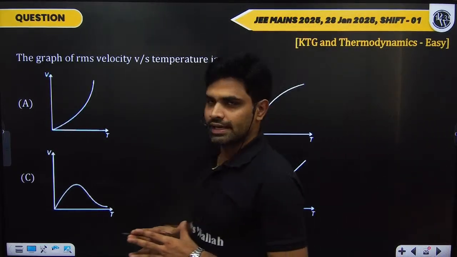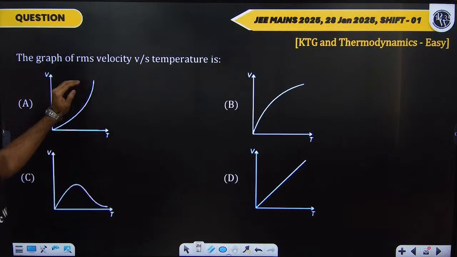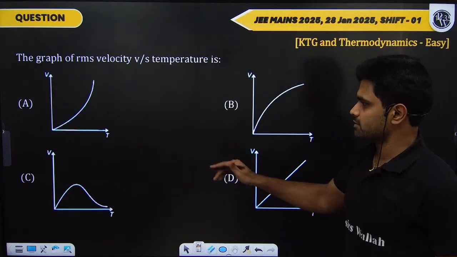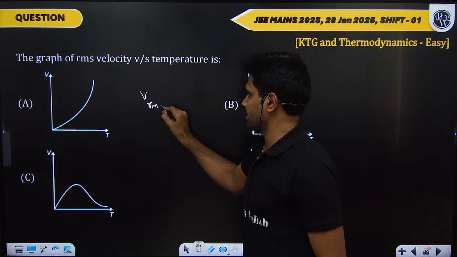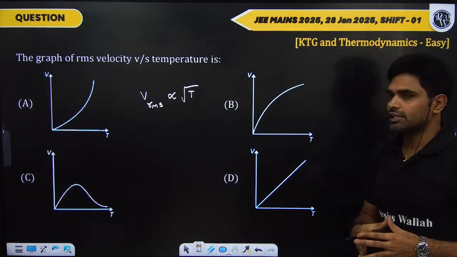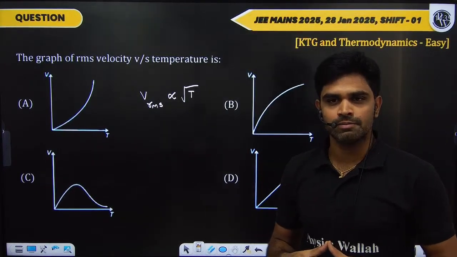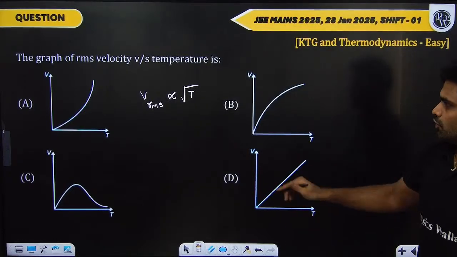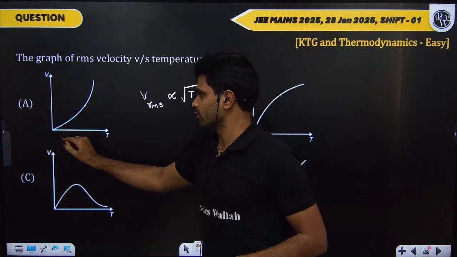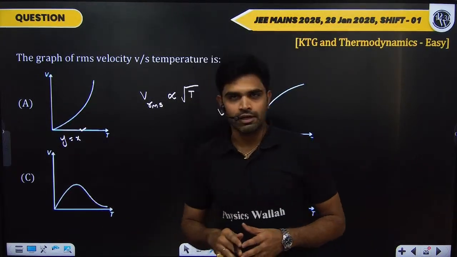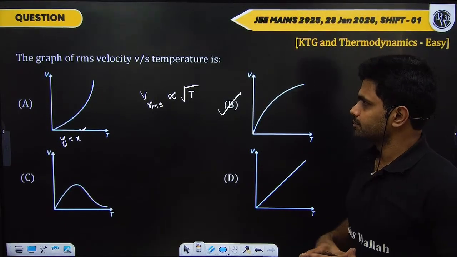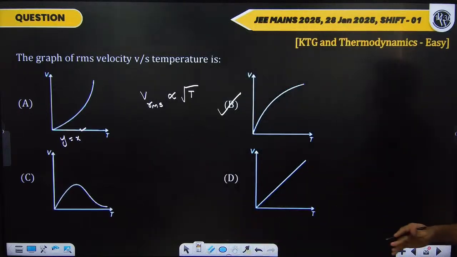Next question. Again, a straightforward, concept-based question. RMS velocity versus temperature. What is the relation between RMS velocity and temperature? See, when you draw that graph, this is a parabola, y equal to x square parabola, y equal to root x parabola. A straightforward, direct graph question.